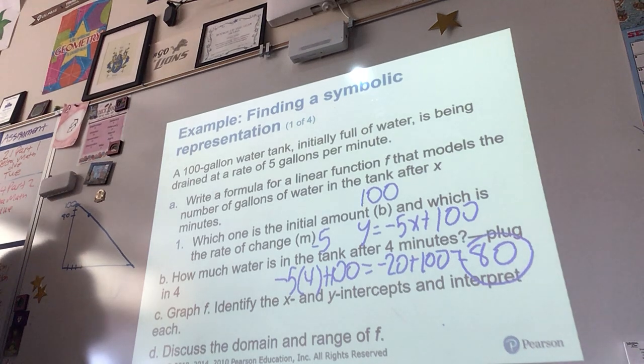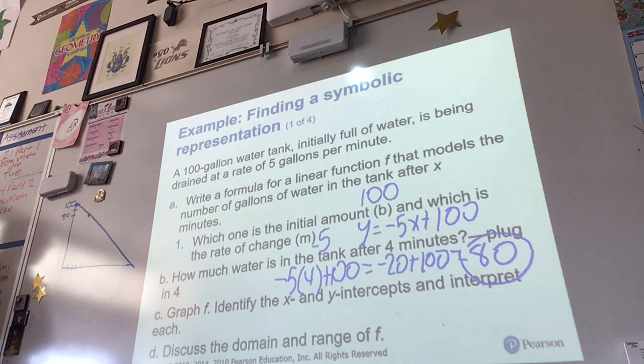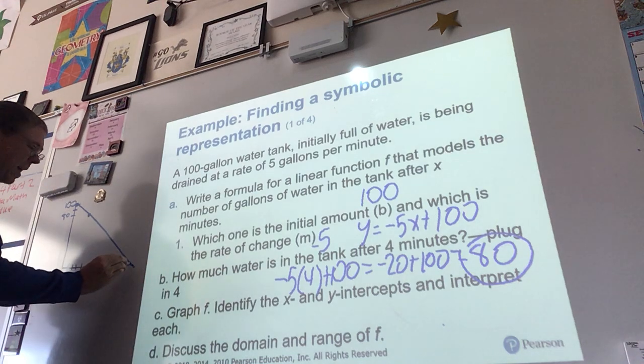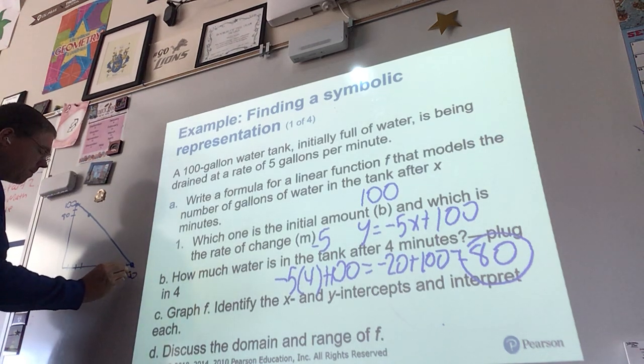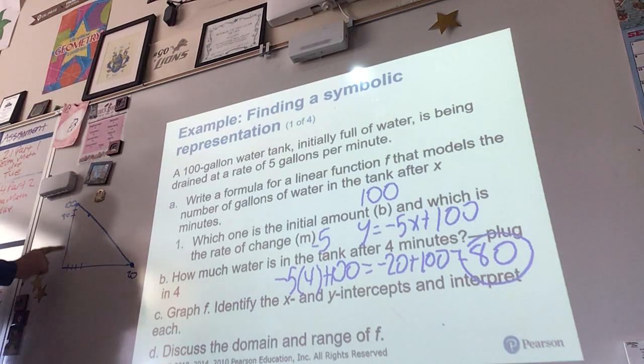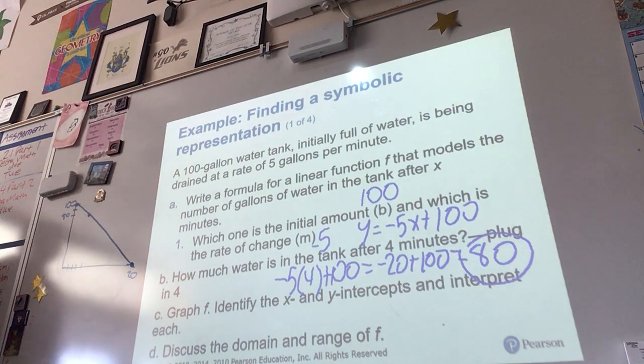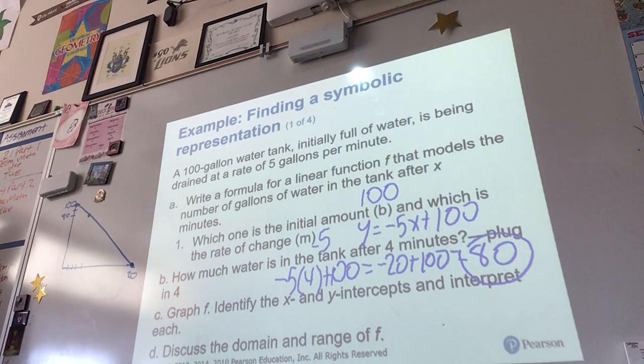Now what we need to figure out, because it wants the domain and range, we probably need to figure out at what time would we run out of water. So if I've got 100 gallons and 5 gallons is coming out every minute, what's 100 divided by 5? 20. 20, exactly. So after 20 minutes, I will have no more water. So 100 gallons is where I started, 0 gallons is what I end with, and that happens after 20 minutes. Okay?